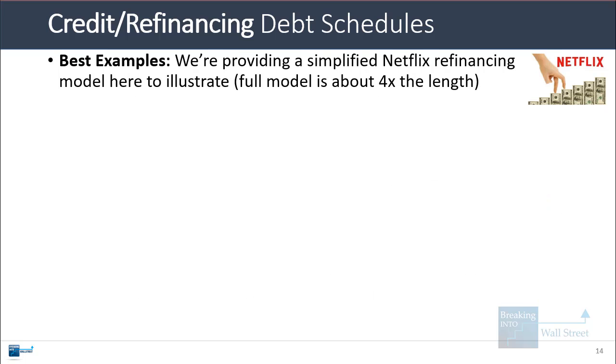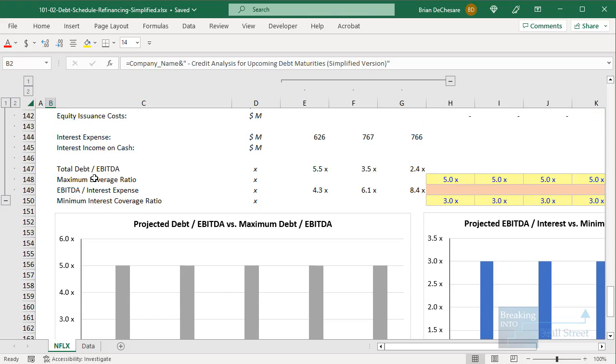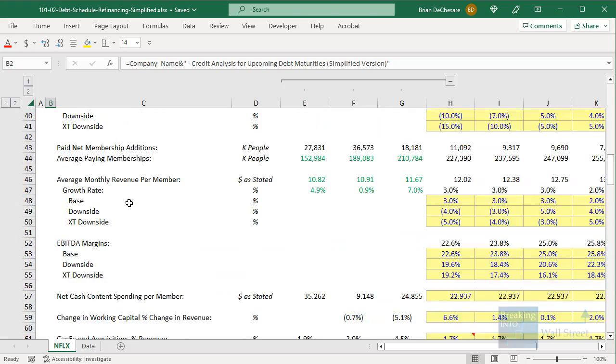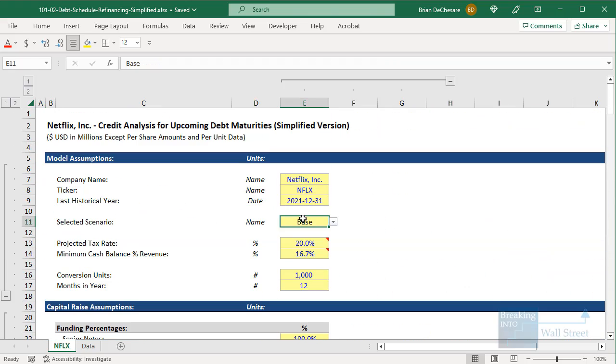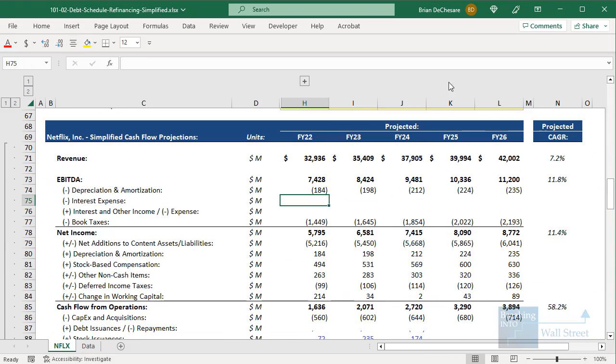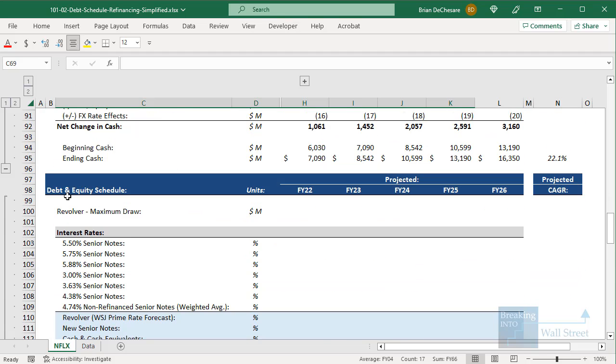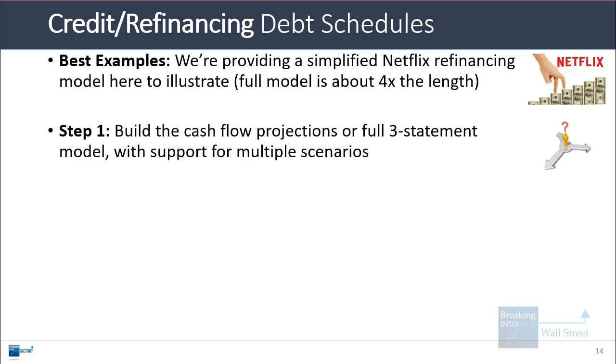We are providing a simplified Netflix refinancing model here to illustrate some of these concepts. If you pull up this link for Netflix, you'll see that it's about 150 or so rows in Excel. This is about 4 times simpler than the actual model in our courses, but it should be a pretty good illustration of the basics of how to set up this type of model. You'll see that I have simplified cash flow projections here, and then I have a debt and equity schedule right below it. So step 1 in this type of model is to build a cash flow projection or the full 3-statement model and include multiple scenarios.